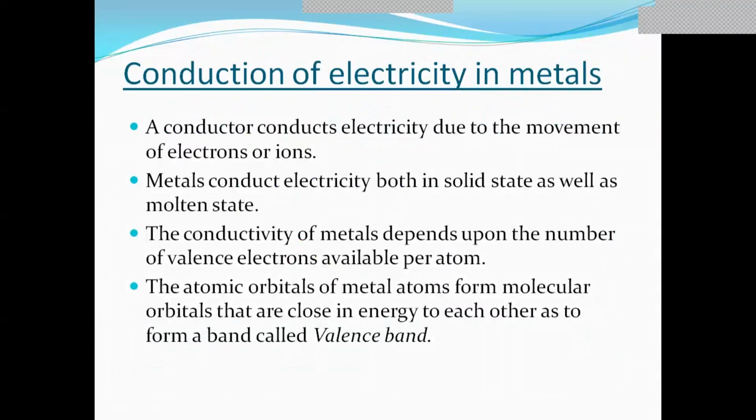Conduction of electricity in metals is due to movement of electrons or ions through it. It is explained with the help of valence band and conduction band. Valence band is a set of atomic orbitals which overlap to form molecular orbitals having the same energy. This set of molecular orbitals having the same energy is called the valence band.